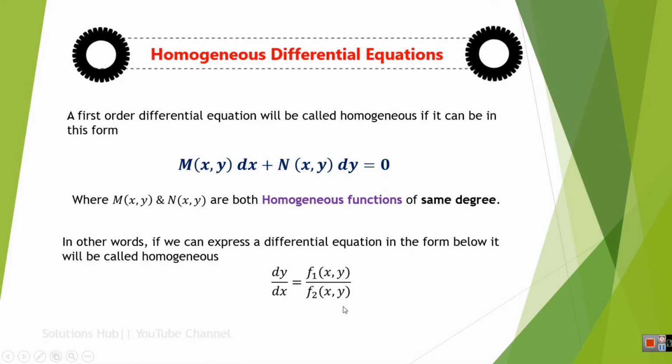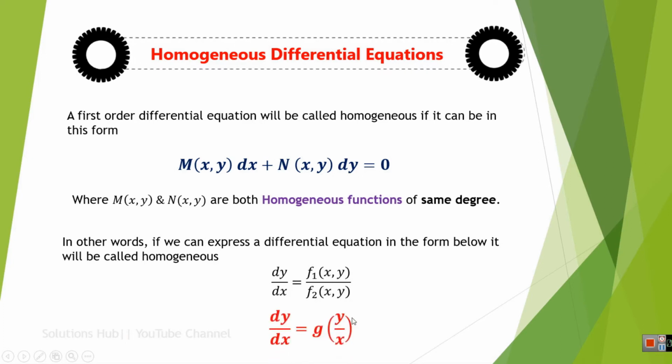If you are able to transform your differential equation into this form, with a guarantee that the functions appearing on the right hand side are homogeneous, then your differential equation will be called a homogeneous differential equation. And when f1 and f2 are homogeneous, you can further transform your differential equation into this form, g of y over x. So this is basically a homogeneous differential equation.